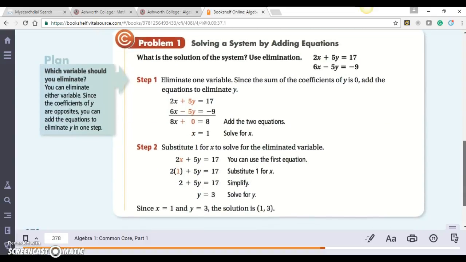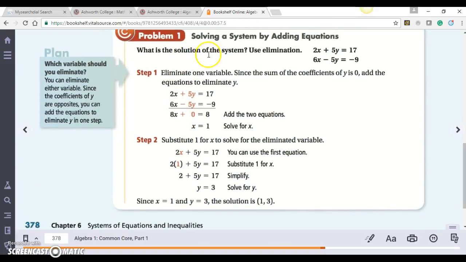Okay, so let's take a look at problem 1 as an example. It says, what is the solution of the system? Use elimination. So I have 2x plus 5y equals 17, and 6x minus 5y equals negative 9. Everything is already pretty much lined up, because I want to decide first which variable I want to eliminate. The easiest variable to eliminate is the y variable because I already have the same coefficients with opposite signs. So when I add them, I know that they're going to cancel out.